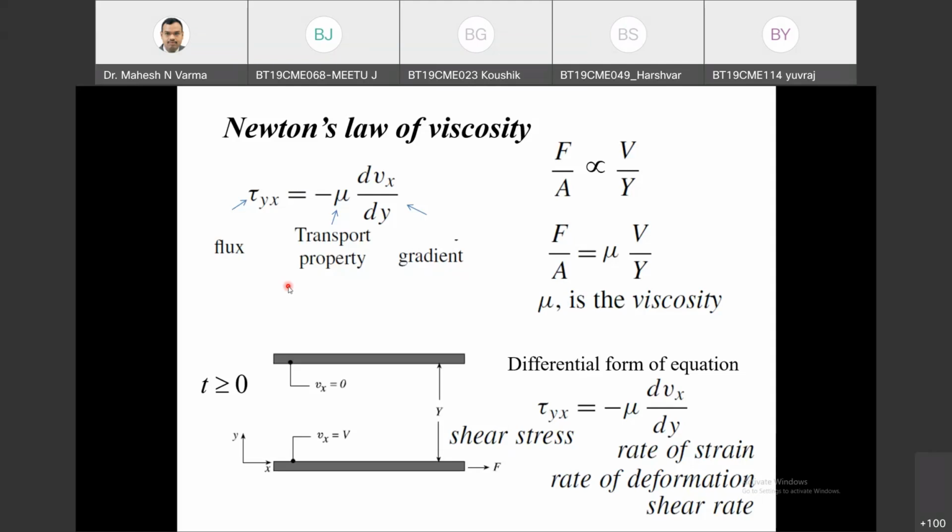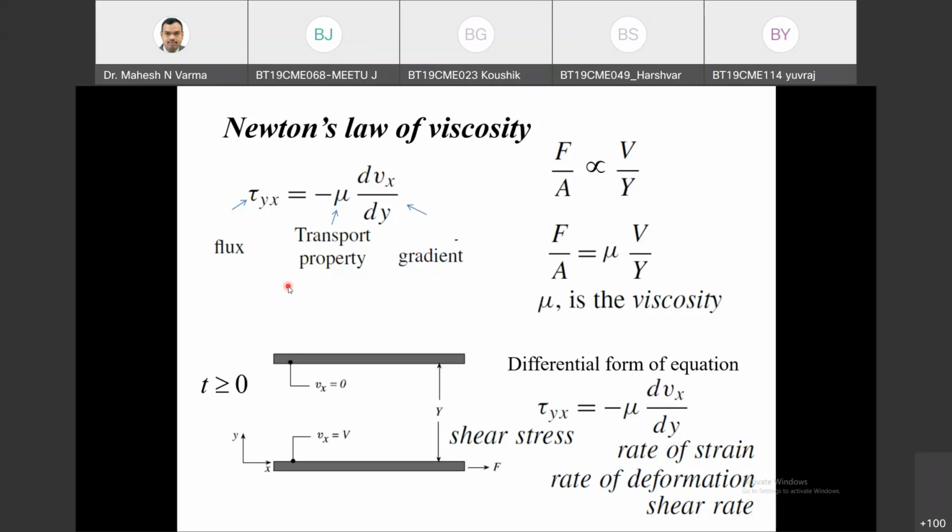Yes, sir. So for momentum flux, the unit of momentum is kilogram meter per second, upon second into area, which is meter square. Newton is kilogram meter per second square. So we get that upon area, which is meter square.